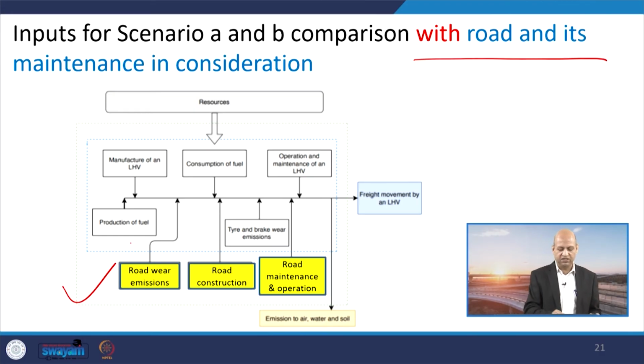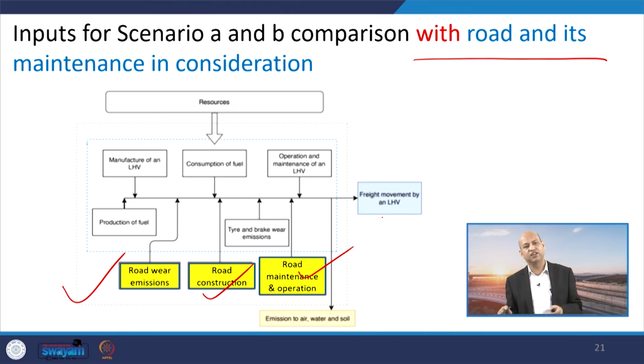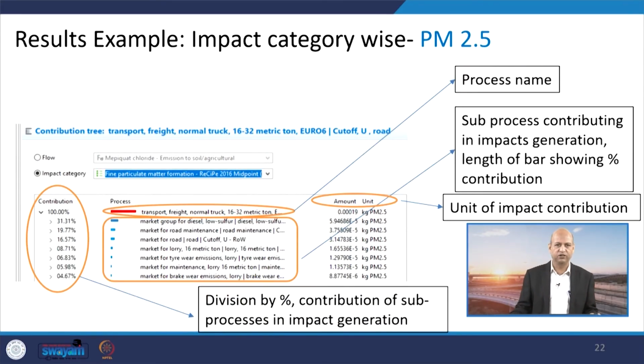Then the next one is both scenarios have been considered with road and its maintenance. That means these three things have been added: road wear emissions, road construction related emissions, road maintenance and operation related emissions. So, these have been added when road and its maintenance has been considered. So, these are the two different kinds of data sets which have been used.